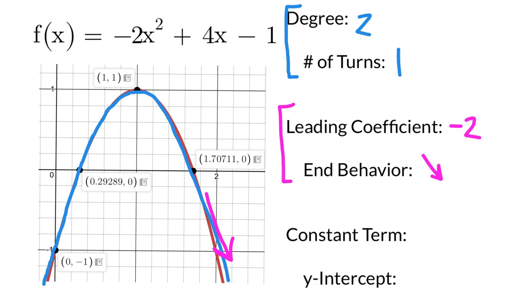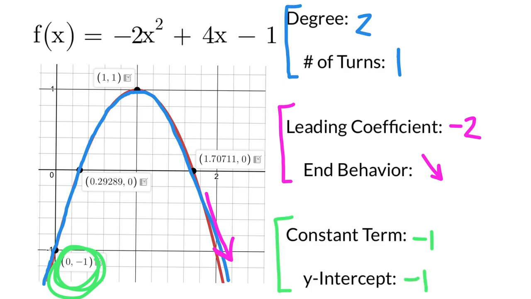And lastly, when we're talking about the constant term, the constant stays constant. It doesn't vary, so it doesn't have a variable in it. Our constant term here is negative 1. That's going to tell us where our y-intercept is. And if you look, our y-intercept right down here is at negative 1.